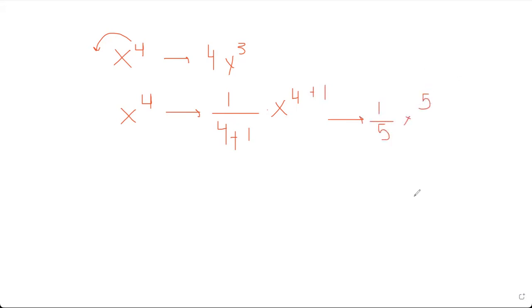And if you do take the derivative of this, take the 5 down and subtract 1, you do get x to the power 4. So the reason why we're adding 1 to the denominator is because the new exponent, when we're taking the derivative of the new function, is the one that gets brought down. And we want to cancel that out, so we have to add 1 to the denominator as well.